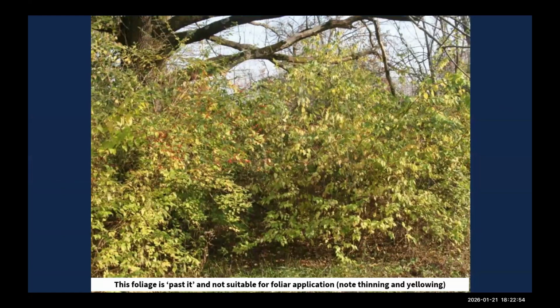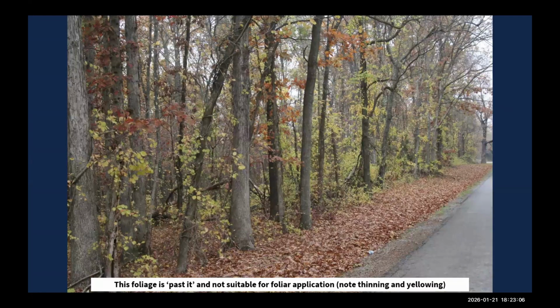And in fact, here's a picture of some honeysuckle. This is past it, we call it. Too yellowed, starting to lose its leaves a bit, and it's not really suitable for a foliar application. And the same goes here with this roundleaf bittersweet, right? You see how it's already starting to change color and not really the best situation for controlling it using a foliar spray. You would want to shift to some of those other treatment options.